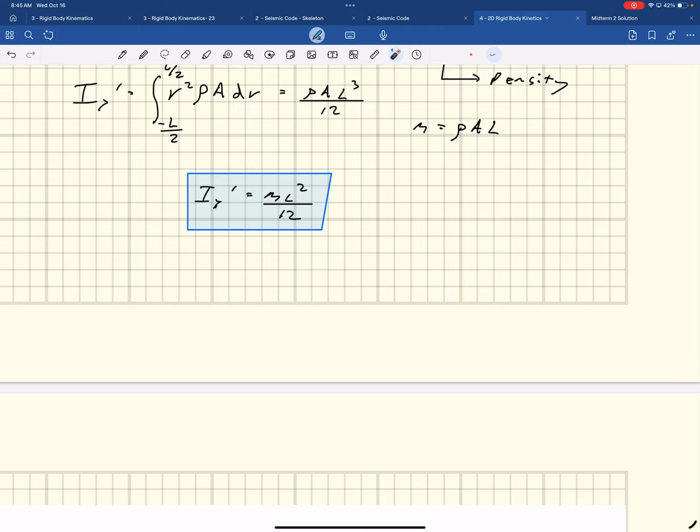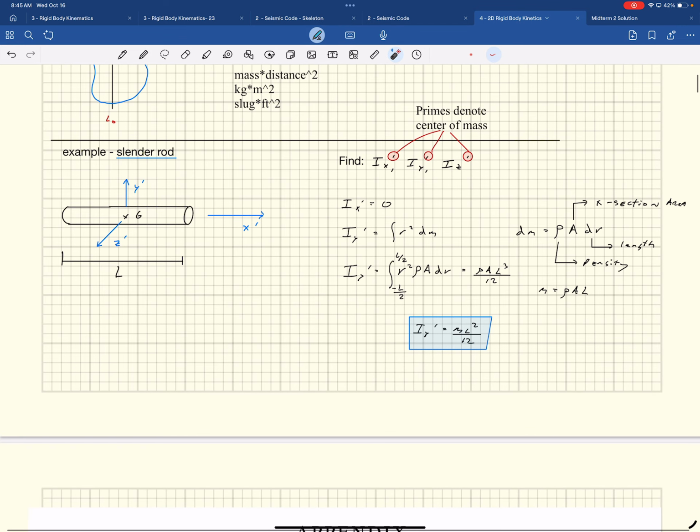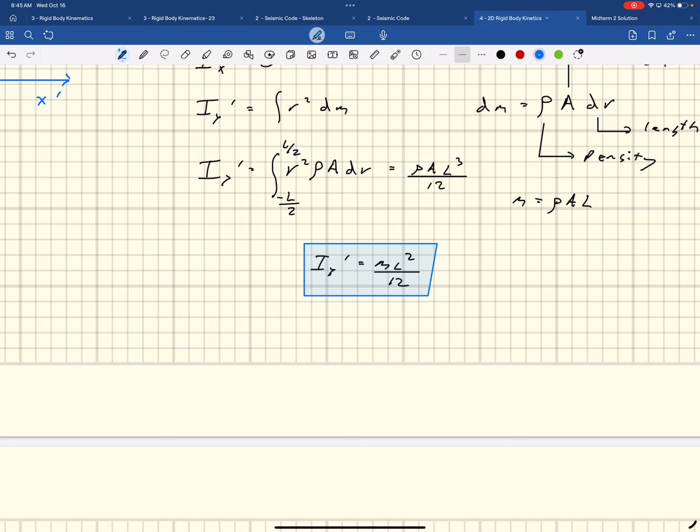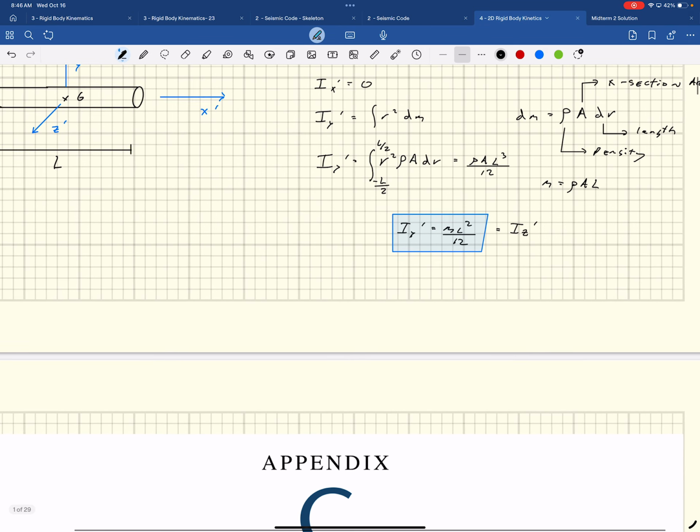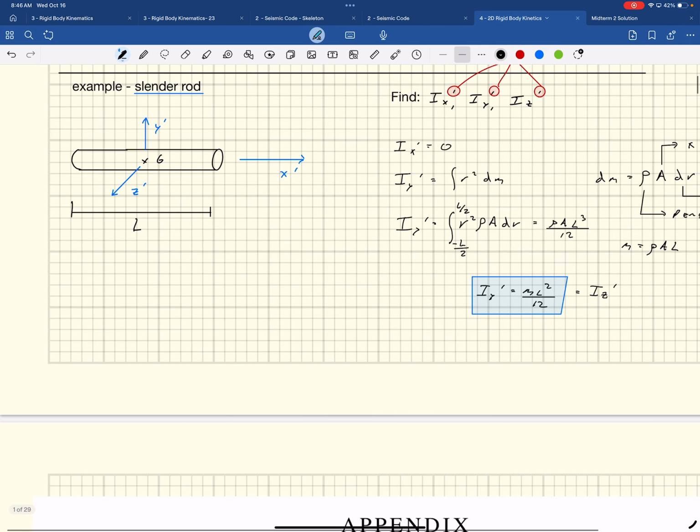How do you think this relates to Iz prime? Same, right? Either I'm rotating this way or I'm rotating this way, so it's the same. So you could say that this is the Iz prime. Same thing, you get the same answer there. Now, if I was to change this and say, okay, what is the moment of inertia of this guy about its end? What would I do different?